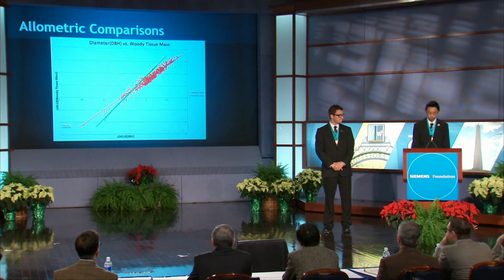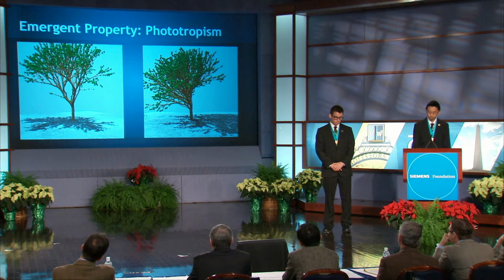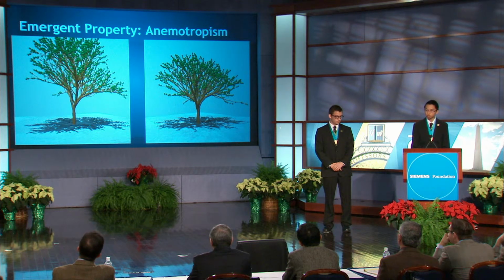We also looked at some emergent properties that are characteristic of real trees, such as phototropism, which is the tendency to grow into the light. You notice that the tree on the right is experiencing skewed light conditions, and so its growth is skewed to match that. We also looked at anemotropism, which is the tendency of trees to grow shorter in height but wider in diameter in high wind speeds to deal with the additional stress. The tree on the left experienced lower wind speeds, and so you'll notice it's a lot taller but less wide compared to the tree on the right.